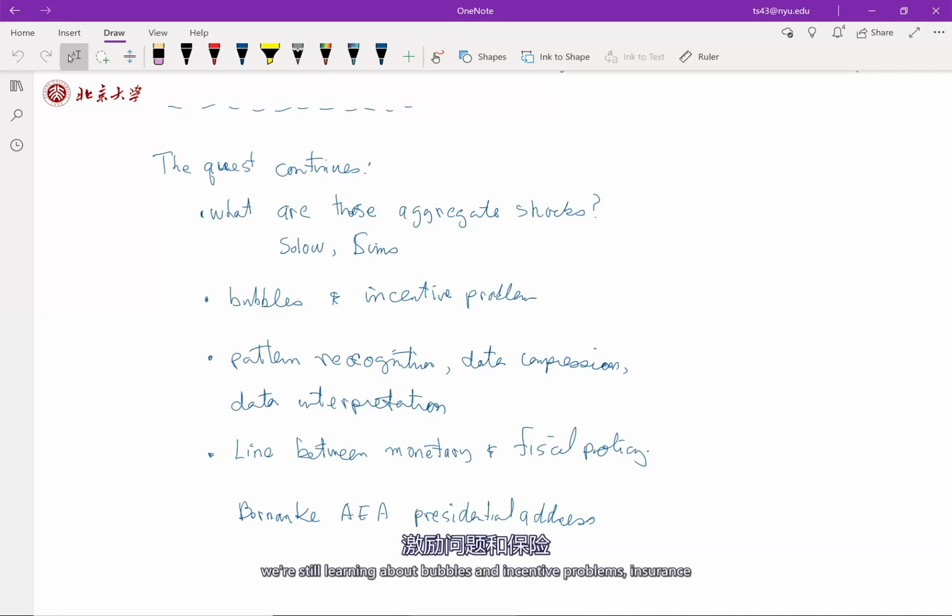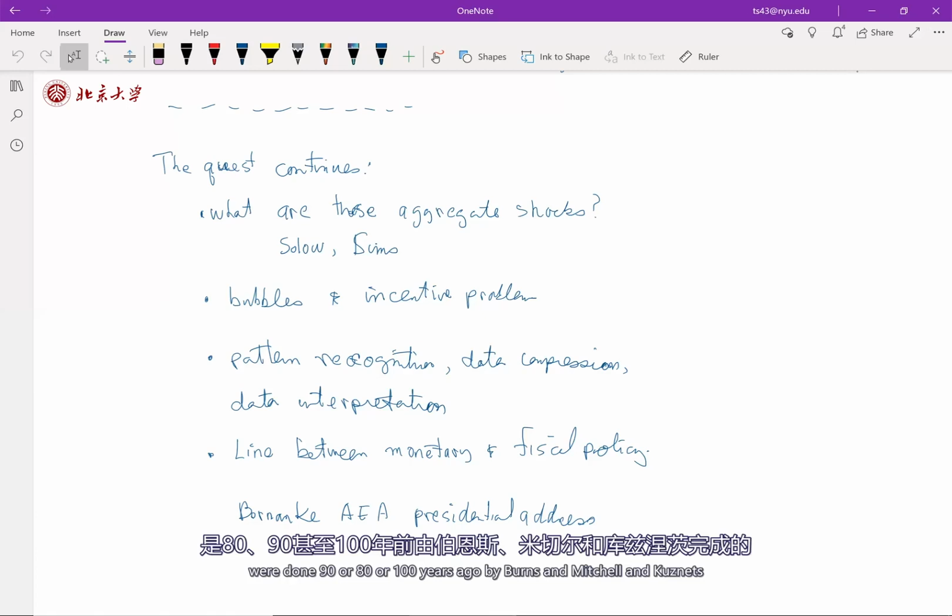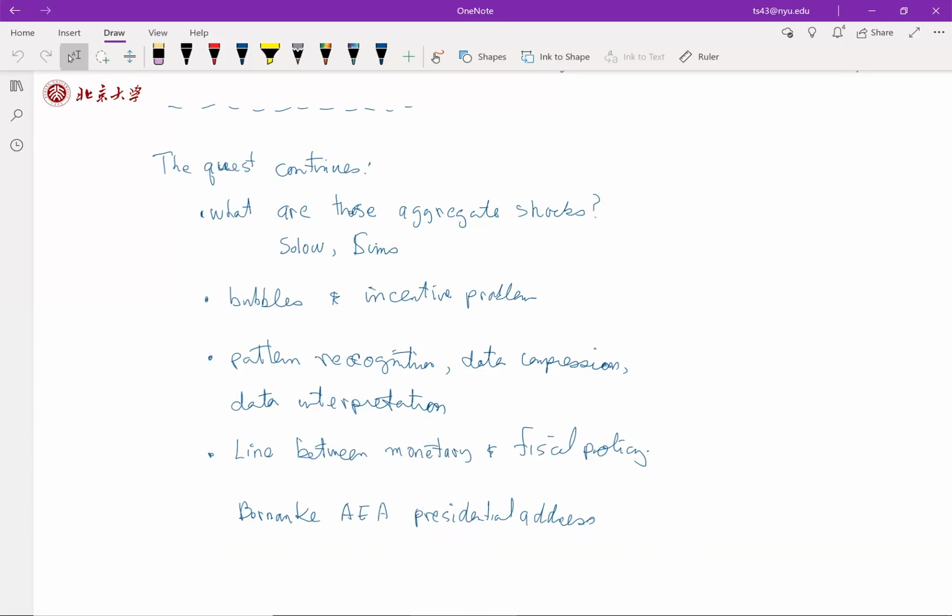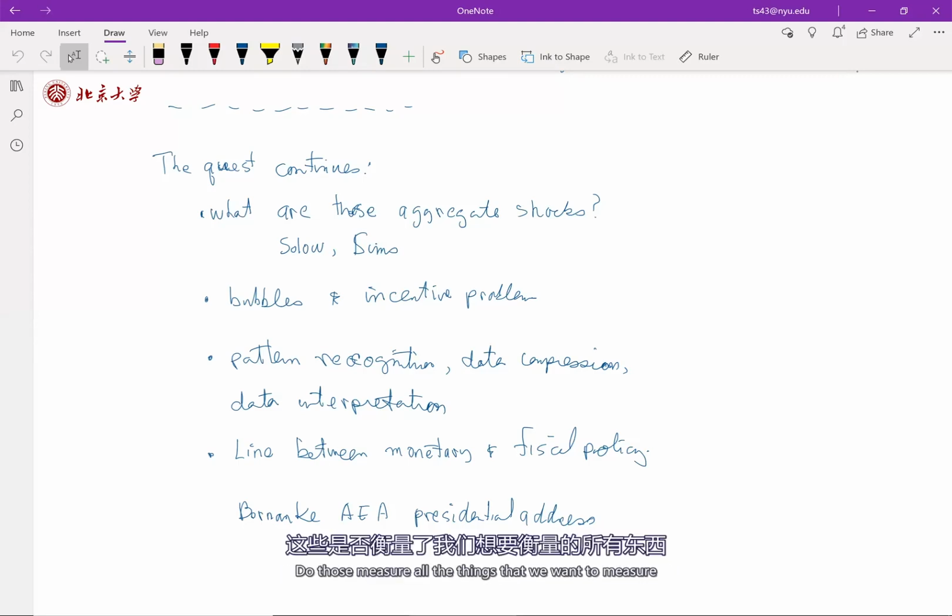And in terms of understanding why, we're still learning about bubbles and incentive problems, insurance. How do you even define a bubble? How do market structures and expectations interact about this? Really smart people are still working on this. Pattern going back to Burns and Mitchell, and the national income measurement. The measurements that macro is built on were done 80 or 100 years ago by Burns and Mitchell and Kuznets. In terms of Burns and Mitchell, we have new techniques for pattern recognition, data compression, machine learning. Do the national income accounts measure all the things that we want to measure?